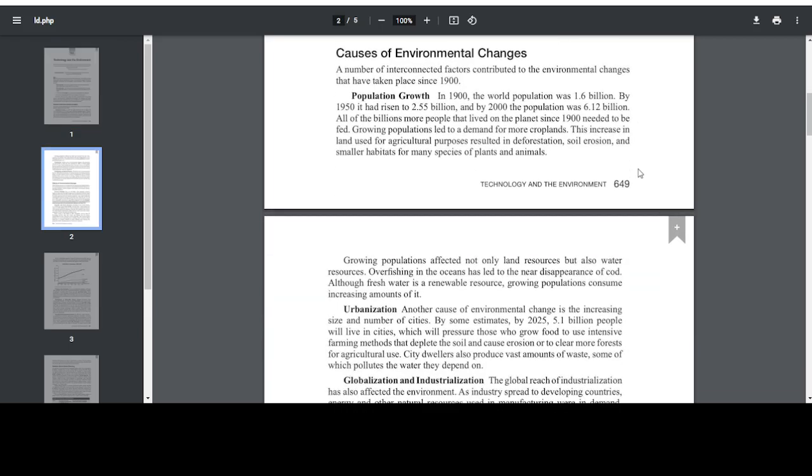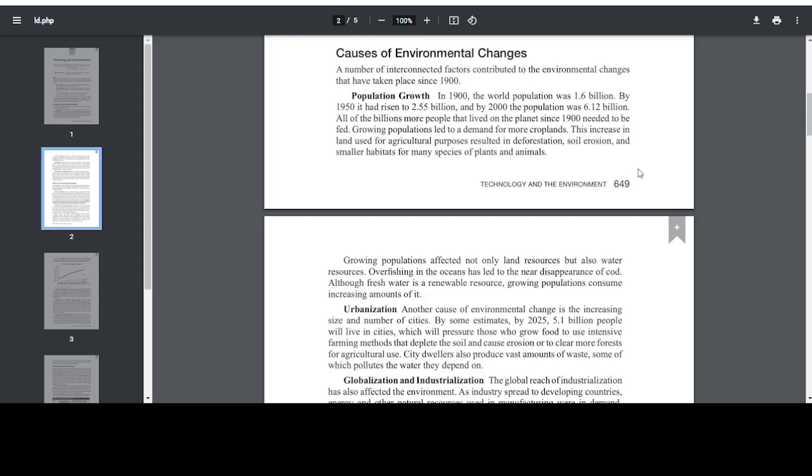Causes of environmental changes. A number of interconnected factors contributed to the environmental changes that have taken place since 1900. Population growth. In 1900, the world population was 1.6 billion. By 1950, it had risen to 2.5 billion. And by 2000, the population was 6.12 billion.